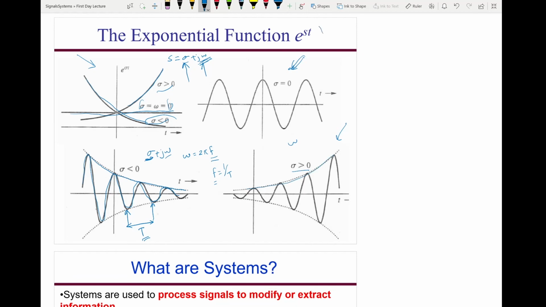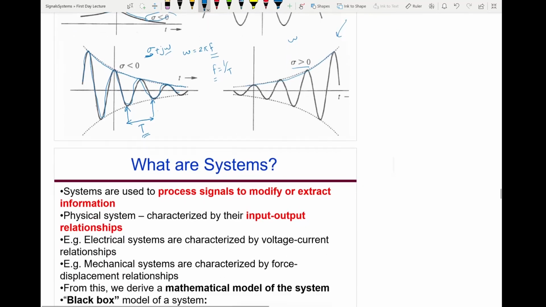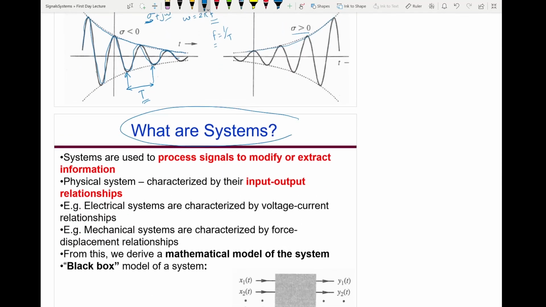And we will be using these exponentials a lot. So get familiar with them for different values of s, which is sigma plus j omega. This will end this video. And in the next video, we will talk about systems and the classification of systems.